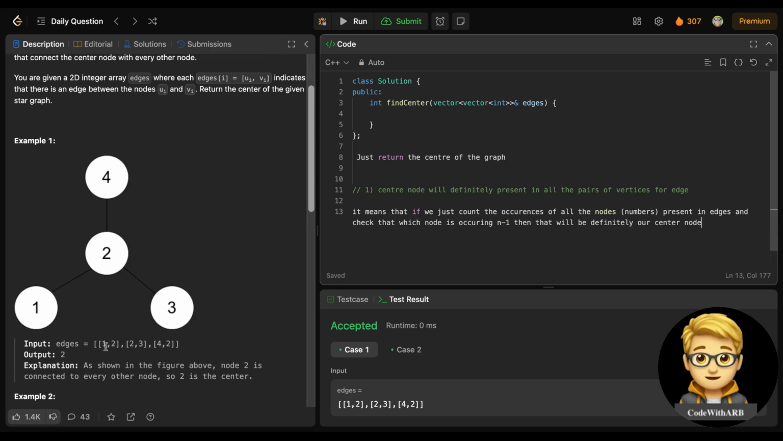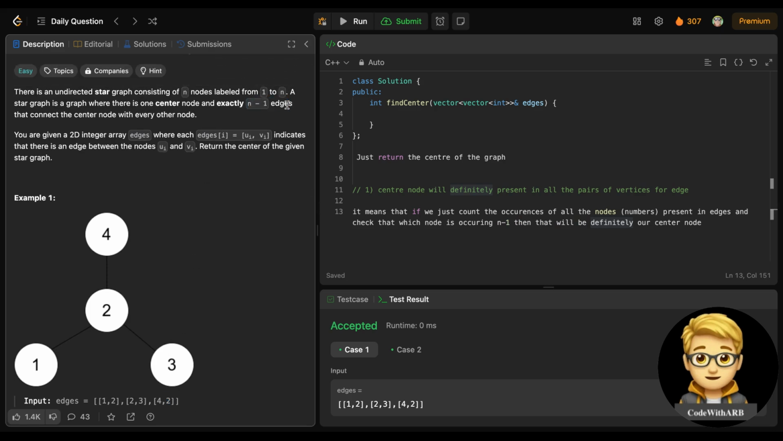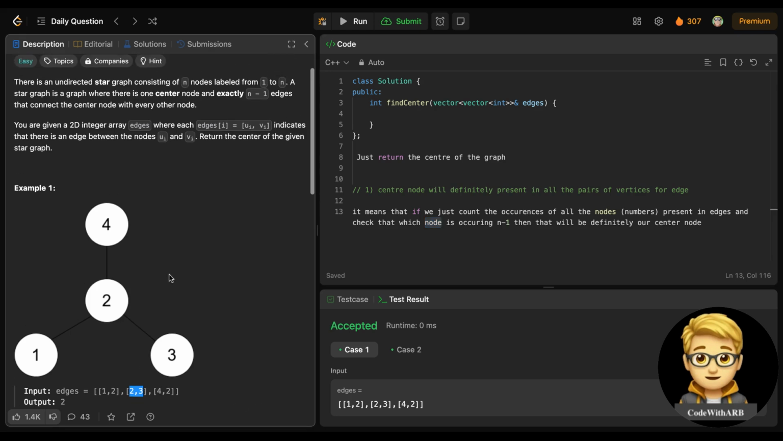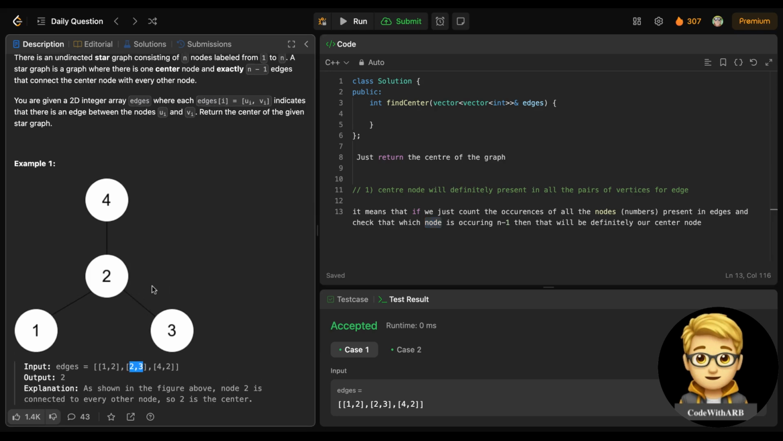And you observe also that for being a center node, this node must be present in all edges, and that's how it connects to each and every node. So we will just count the occurrences of all the nodes and check which node occurs n minus 1 times in my edges, and that would be the center node. Because there are a total of n minus 1 edges, the total occurrences would also be n minus 1. So that's how we will solve this question.